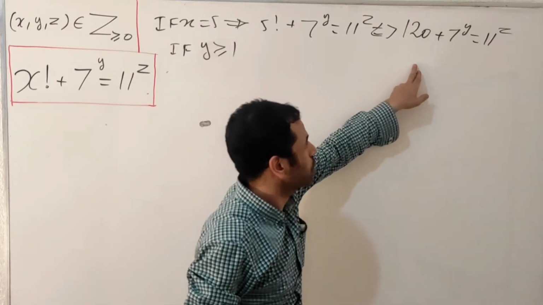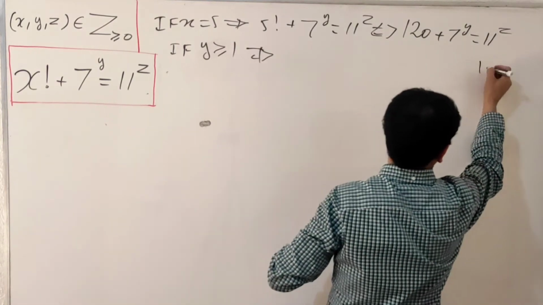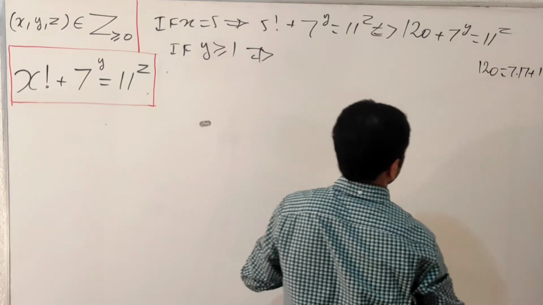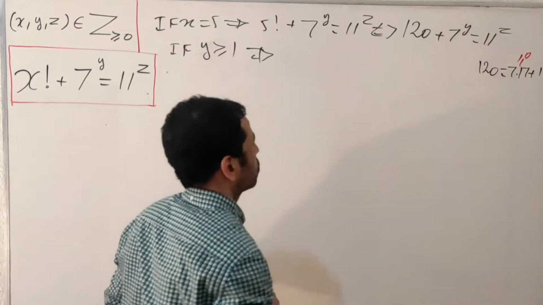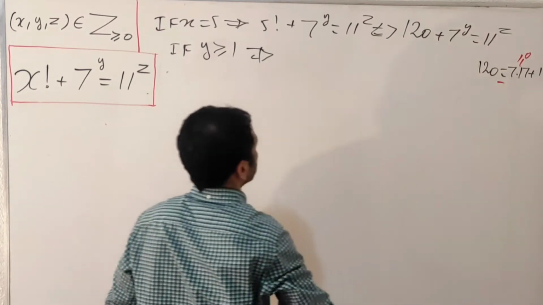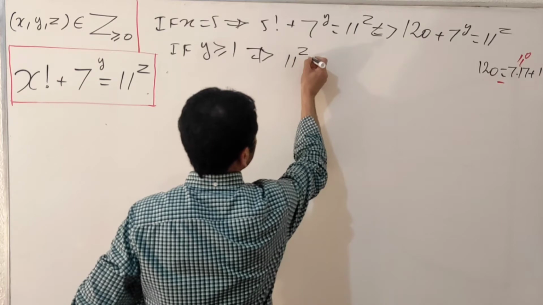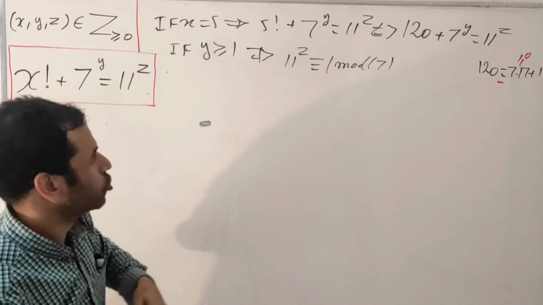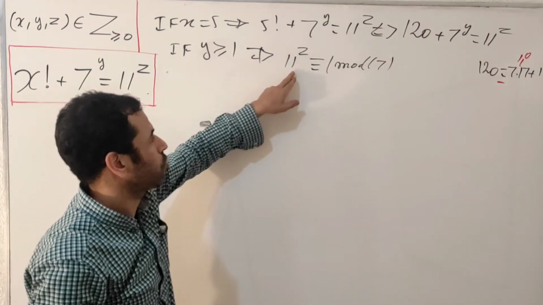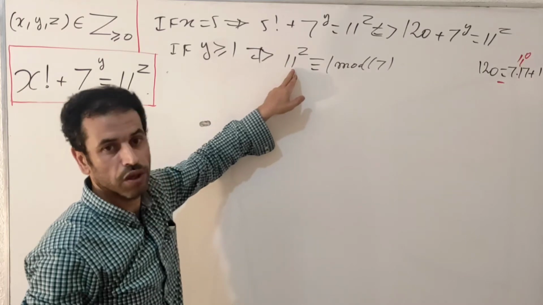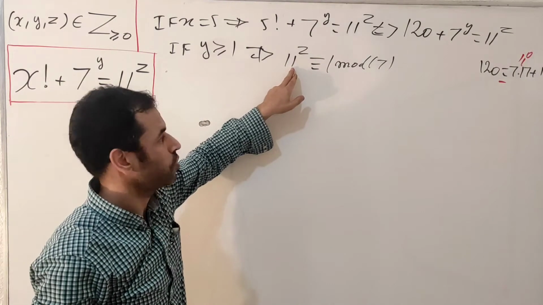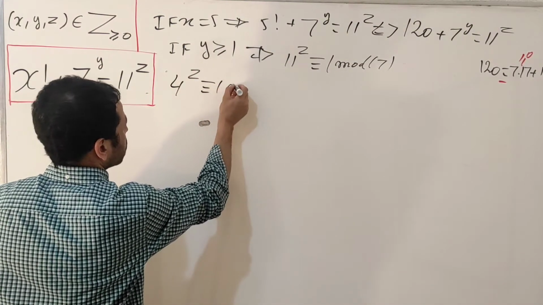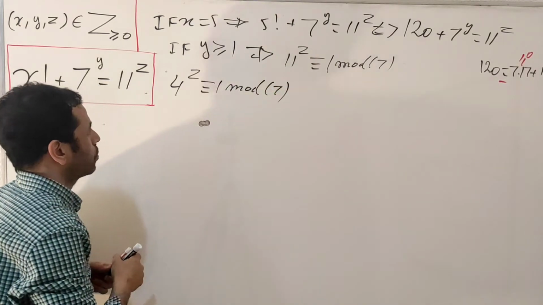If y is greater than or equal to 1, I'm going to reduce this one mod 7. So by reducing this one mod 7, as you know, 120 is the same as 7 multiplied by 17 plus number 1. Okay? This term is congruent to 0 if I reduce mod 7. So I will have 11 to the z is congruent to 1 mod 7. I'm also going to reduce 11 to 4, because we know 11 is the same as 7 plus 4. 7 is congruent to 0 mod 7, and we will be left with 4 to the z is congruent to 1 mod 7. Like this, okay?